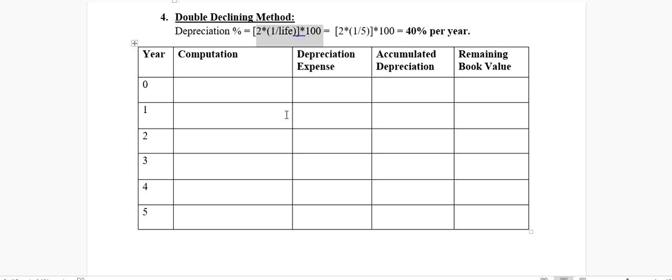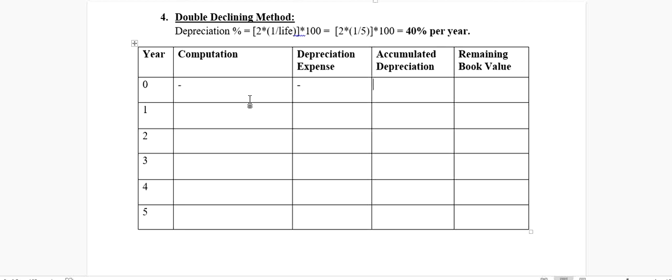In our example, we had an asset, a machine, with an estimated useful life of 5 years. So we divide 1 by 5 and then multiply it by 2, and then multiply it by 100 to get the answer in percentage. So we get 40% per year, which means that whatever the remaining book value is, 40% of that remaining book value would be recorded as the depreciation according to the double declining method. So let's go through the numerical now.